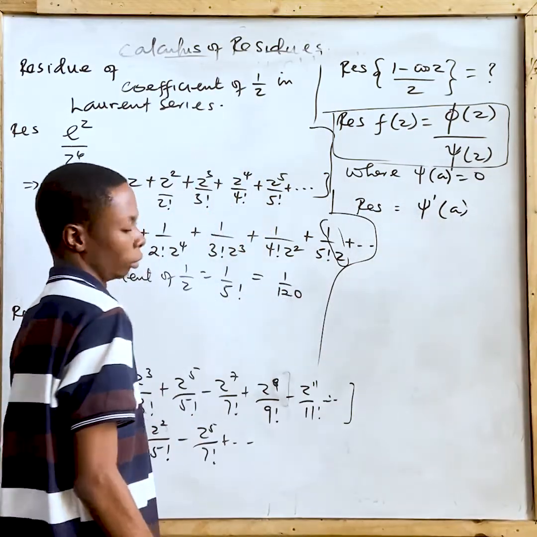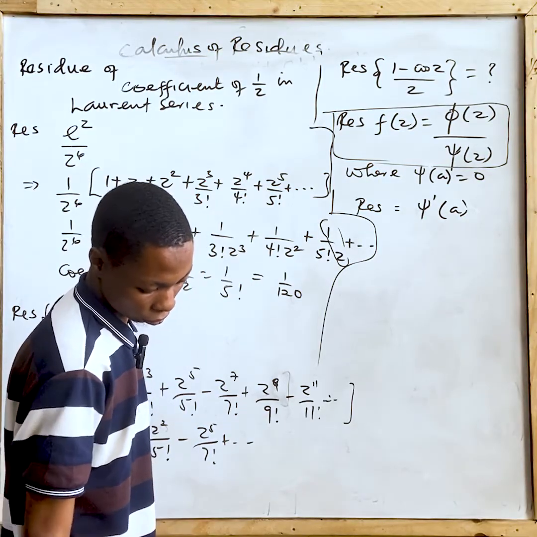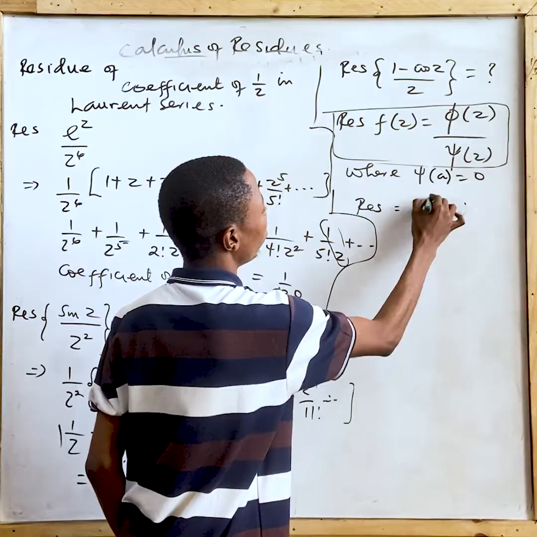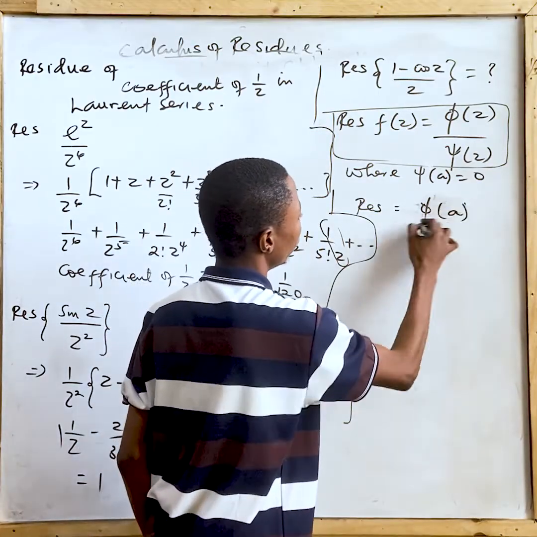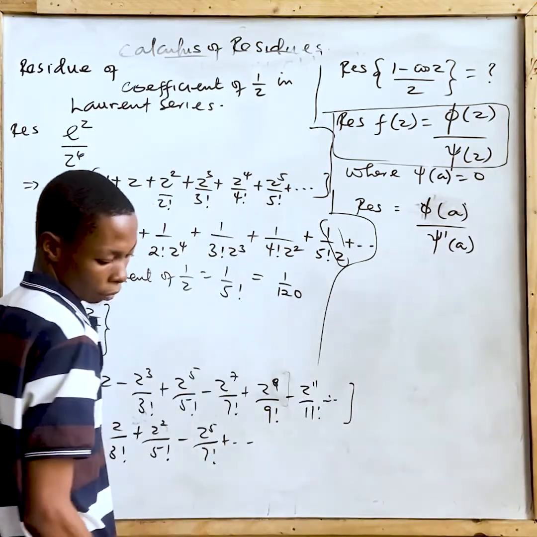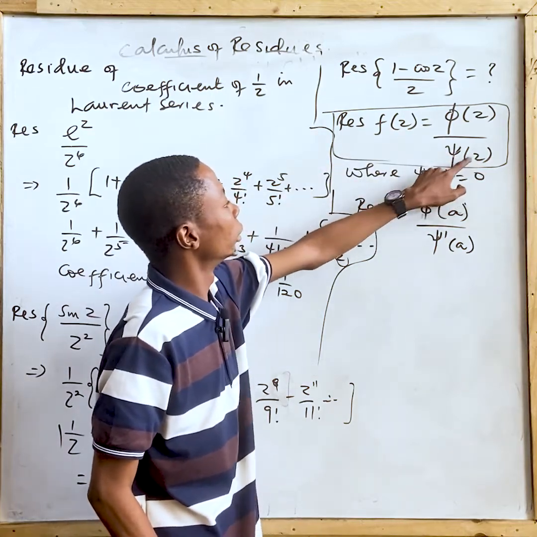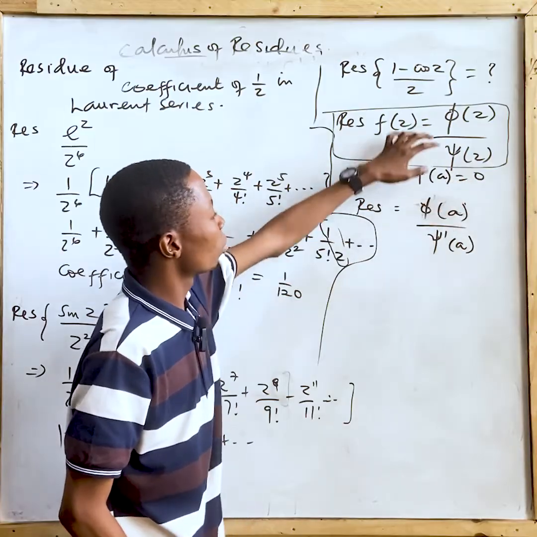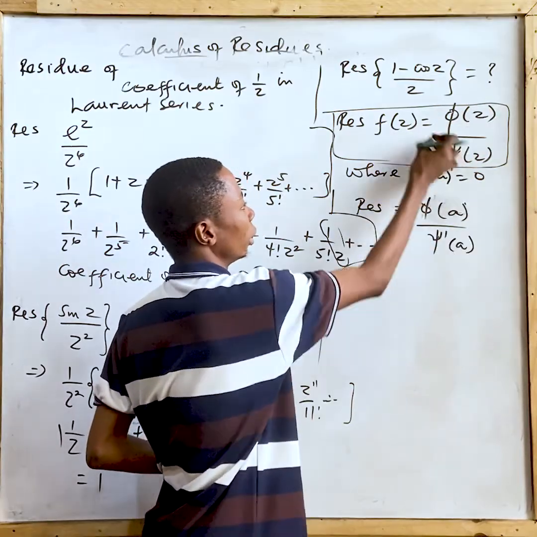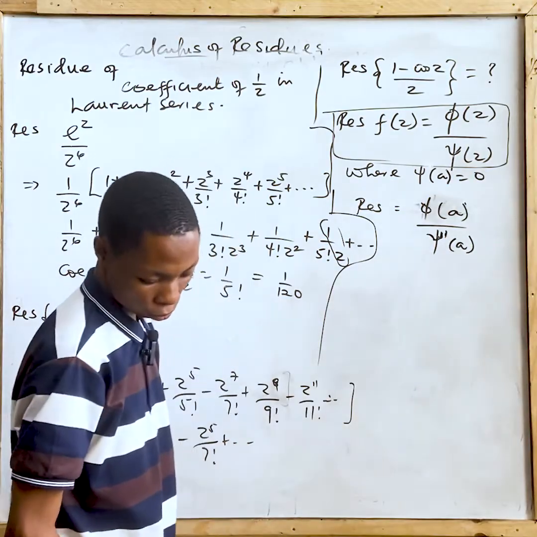That's the residue. So the residue is phi of a divided by rho prime of a. So the condition is that the denominator will give me 0 if I put a. That is, if I substitute my pole, I'll get 0. So if I now want to find the residue of something like this, it will be phi of a, where a is the pole, divided by the derivative of the denominator at z equals a.